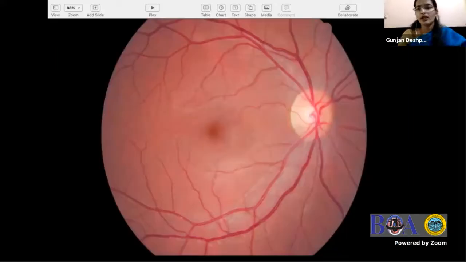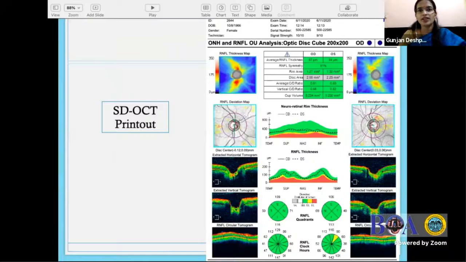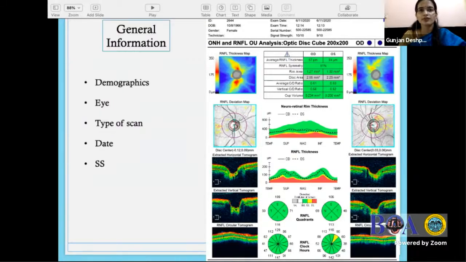Coming to the first part, why do we need an OCT? We need an OCT to identify different structures and to analyze them. It will help us in identifying and analyzing the retinal nerve fiber layer, the optic nerve head, and the ganglion cell complex. This is what a standard Zeiss Cirrus OCT looks like. Coming to individual parts of this printout, the first part is the general information where we get an idea about the demographics, the eye, the type of the scan, the date, and the signal strength, as we can see over here.